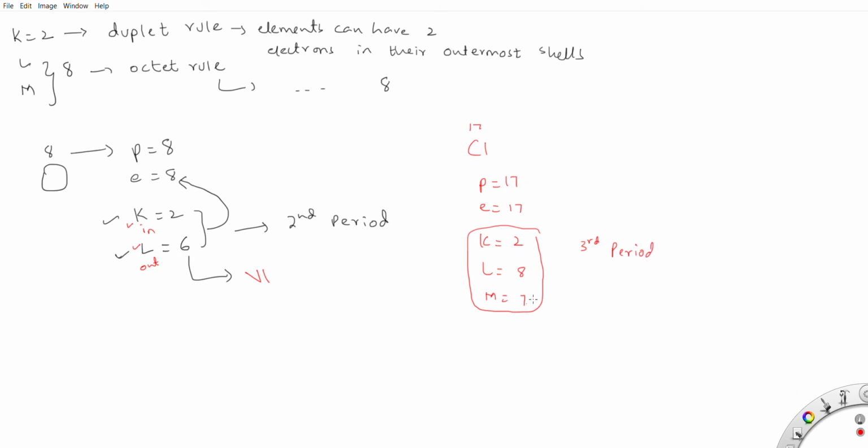And then, as you can see clearly here, this is the outermost shell, and these are the inner shells. So the outermost shell has 7 electrons, so its group should be 7th, or I can write this as 7th group.